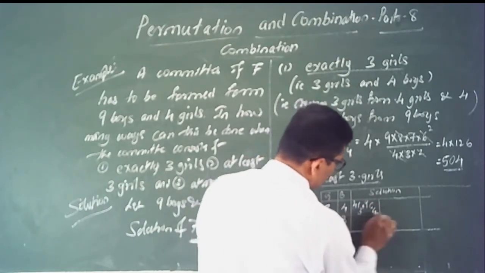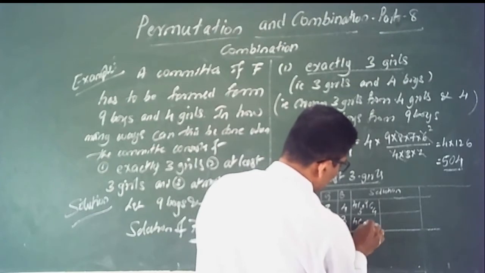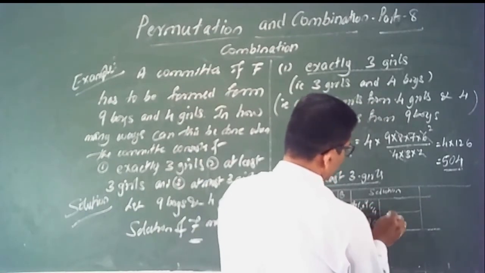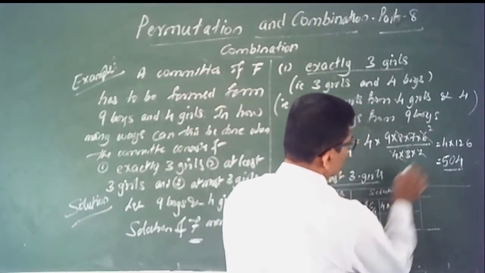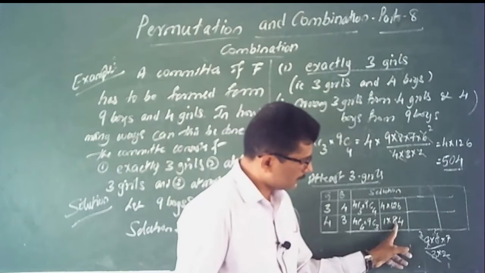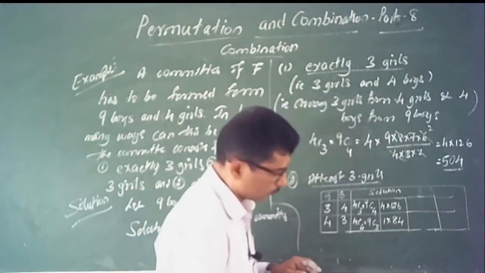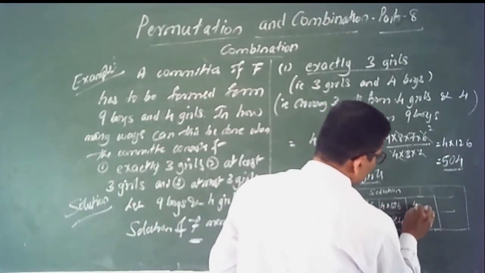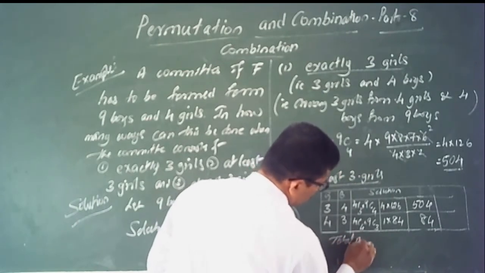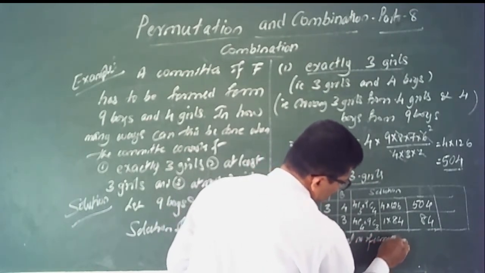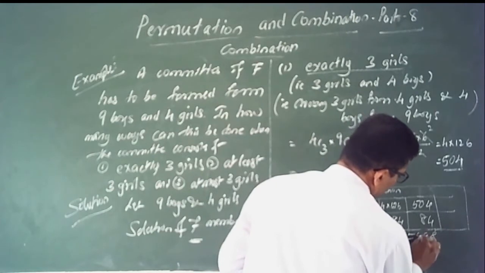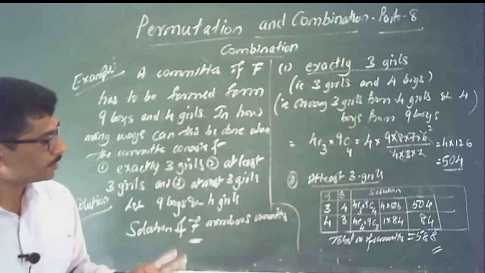Plus 4 girls and 3 boys: 4C4 into 9C3. Here 4C3 means 4, and 9C4 is 126. And 9C3 is 84. Therefore this value is 4 into 126, which is 504, plus 1 into 84, which is 84. Therefore the total number of committees is 588 for at least 3 girls.